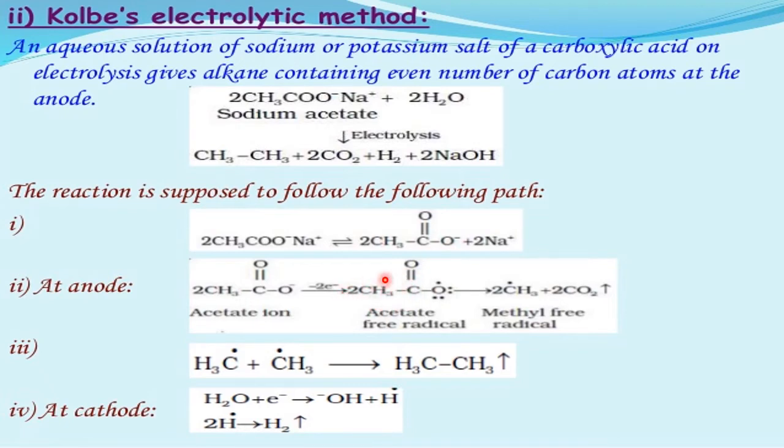because this is the homolytic cleavage. So two CH3 dot, and this bond breaks homolytically: one electron here, one electron here. Then this single electron will fall here, creating the double bond. So C double bond O, C double bond O, CO2 comes out. And this free radical remains as it is, and this free radical will combine with itself and becomes ethane, at the anode.